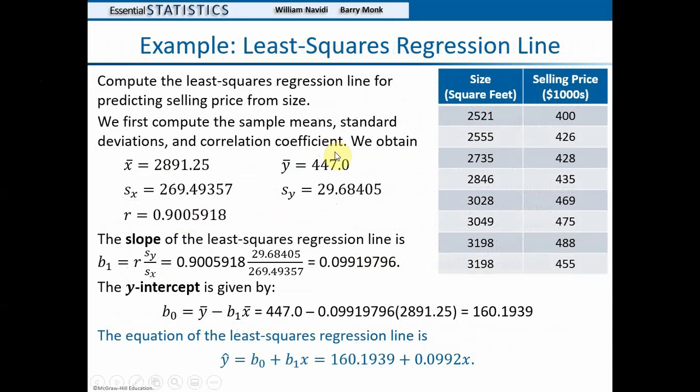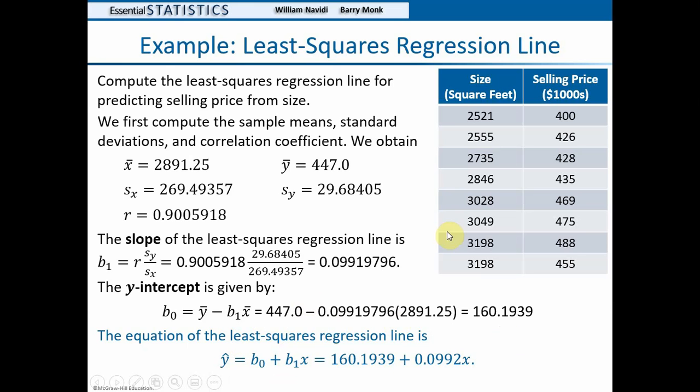So here were our calculations from before, our R value. Here's S sub y over S sub x. If I do that calculation, here was the 29.684, S sub y over S sub x. That gives us 0.099199796. For the y-intercept, B0 equals y bar minus B1 times the x bar. I just calculated the B1. There's our x bar, here's our y bar, and that gives us a B0.